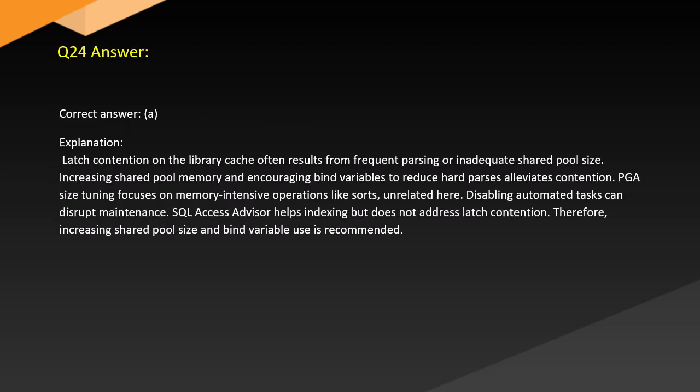Answer. Correct answer: A. Explanation. Latch contention on the library cache often results from frequent parsing or inadequate shared pool size. Increasing shared pool memory and encouraging bind variables to reduce hard parses alleviates contention. PGA size tuning focuses on memory-intensive operations like sorts, unrelated here.